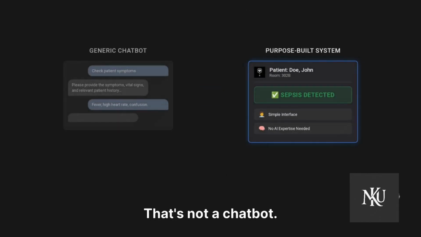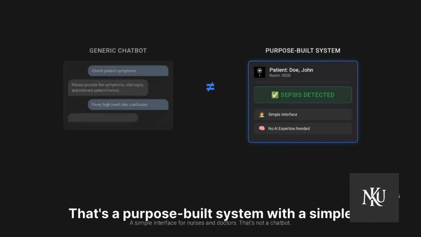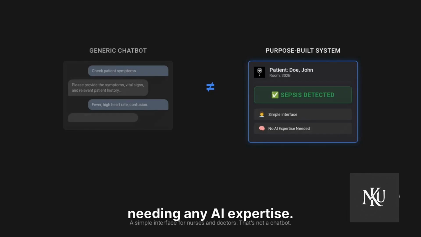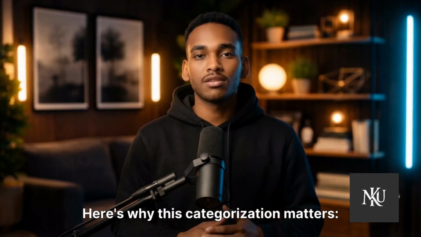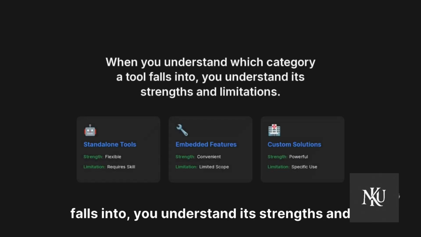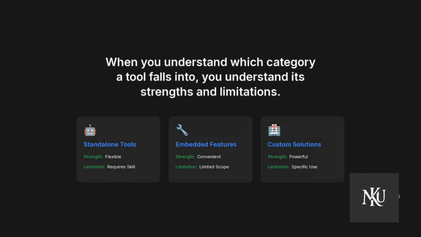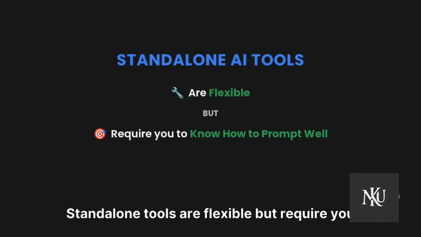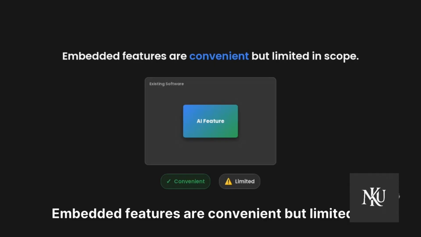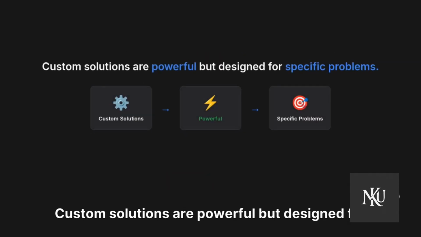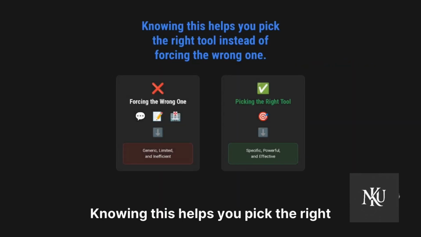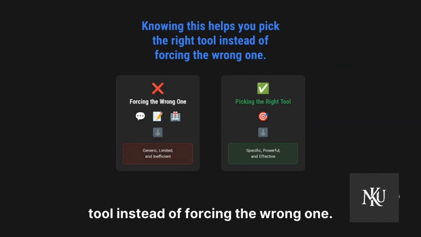That's not a chatbot. That's a purpose-built system with a simple interface that nurses and doctors use without needing any AI expertise. Here's why this categorization matters. When you understand which category a tool falls into, you understand its strengths and limitations. Standalone tools are flexible but require you to know how to prompt well. Embedded features are convenient but limited in scope. Custom solutions are powerful but designed for specific problems. Knowing this helps you pick the right tool instead of forcing the wrong one.